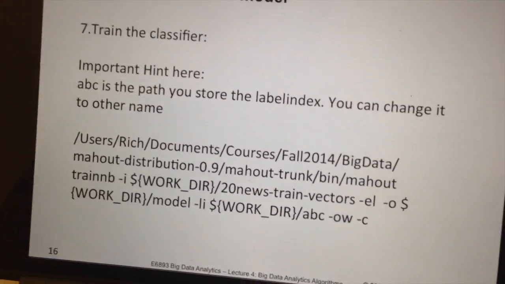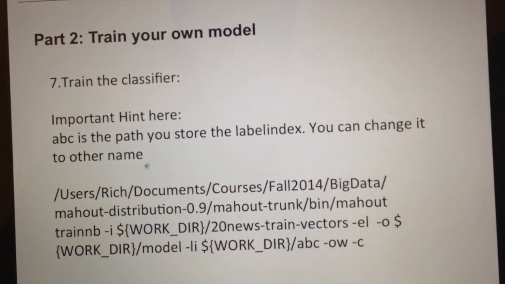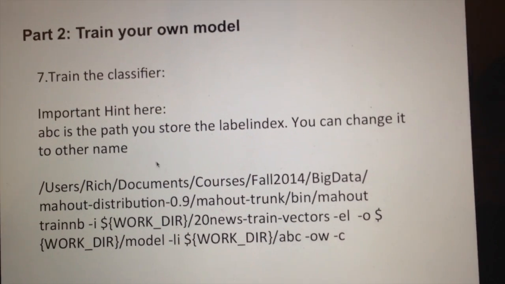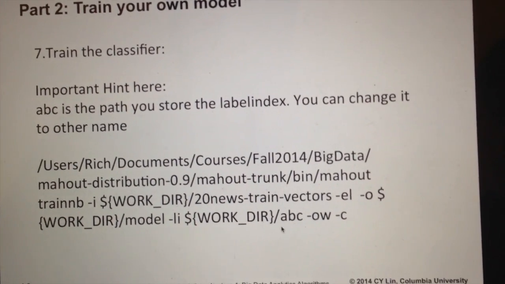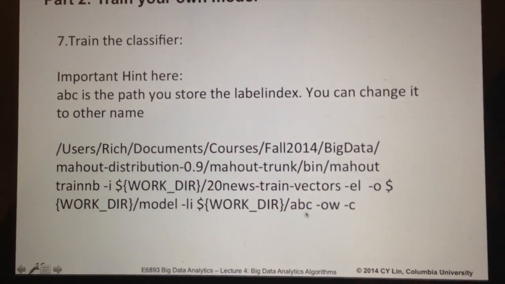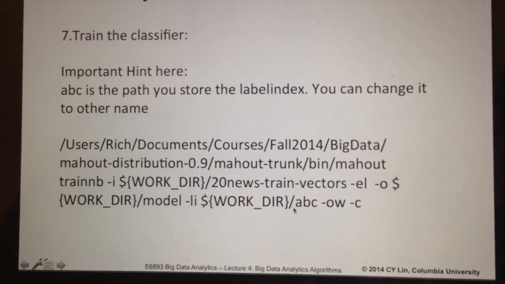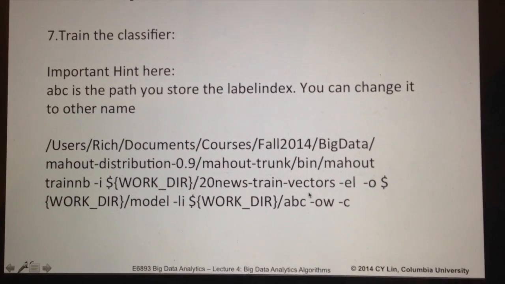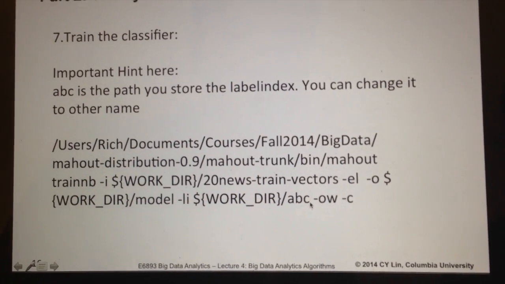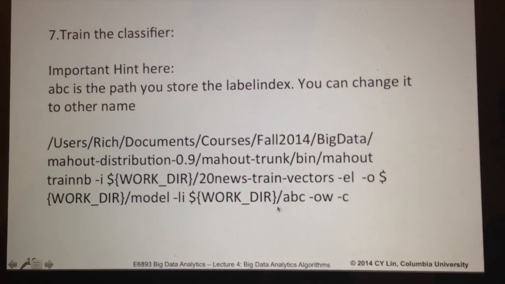Right now you can train your classifier. And there's a very important hint here. I'm not sure whether this bug happens on every machine, but it happens on mine. Here is the label index, and when I tried to use the former label index name here, some bugs happened. But when I changed it to some other name like ABC, it worked. So if you face this problem, you can just change this one to some other name.